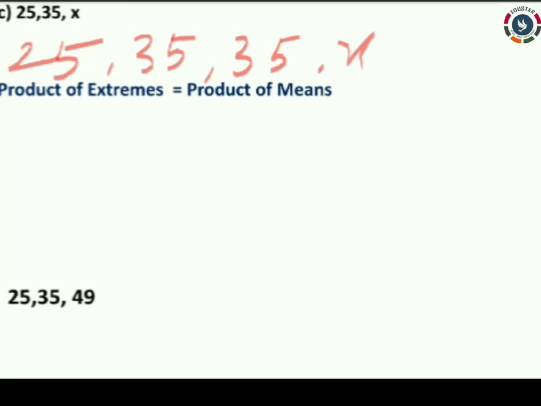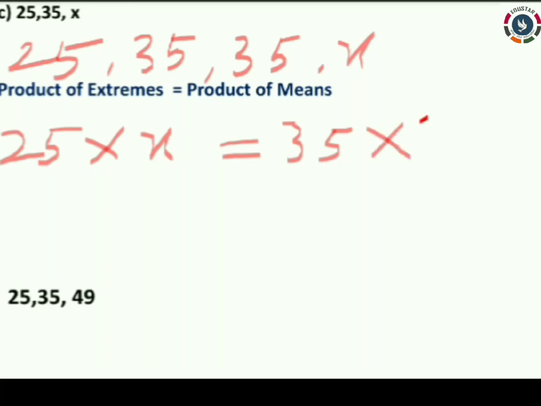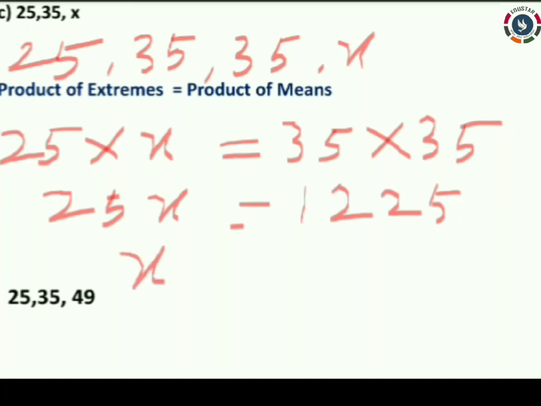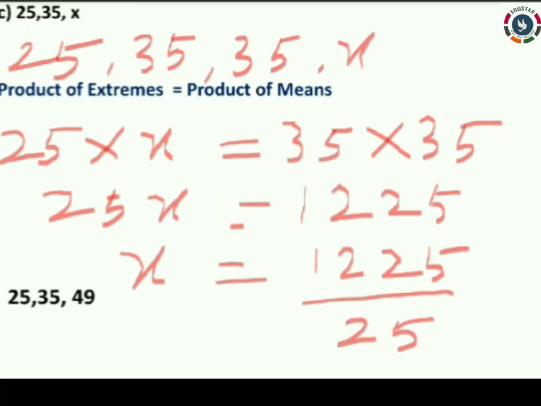Product of extremes. Here your extremes are 25 into x. Product of means: 35 into 35. So 25x. Here 35 into 35 you will get the answer as 1225. Now find the value of x. 1225 divided by 25. You will get the answer as 49. So your x value is 49. So 25, 35 and 49 are in continuous proportion.